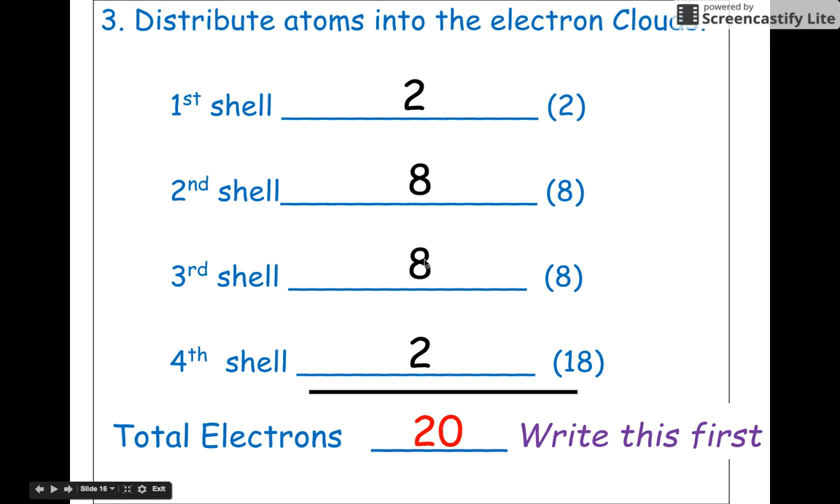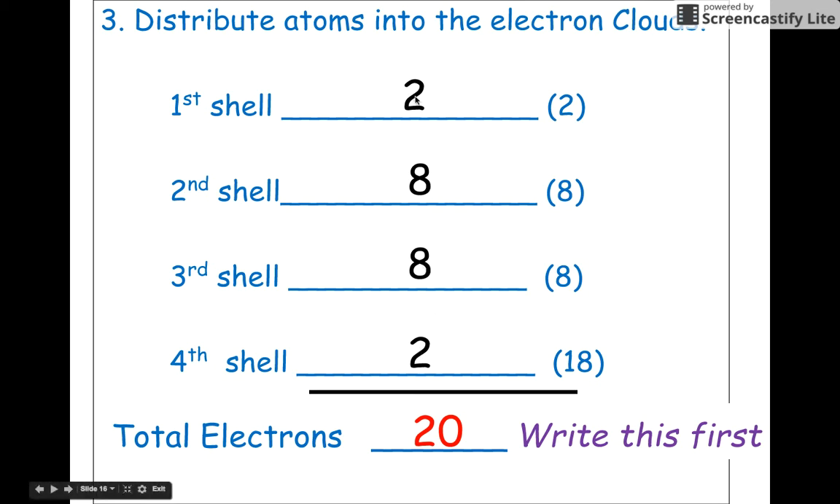So we add another 8 on the third shell, which is the maximum. We have 18. 10, 18. So there's only 2 left to make 20. And those last 2 electrons are going to go on the last shell that can fit up to 18. Okay, so we divided all the 20 electrons into each shell of the atom, of the element calcium.